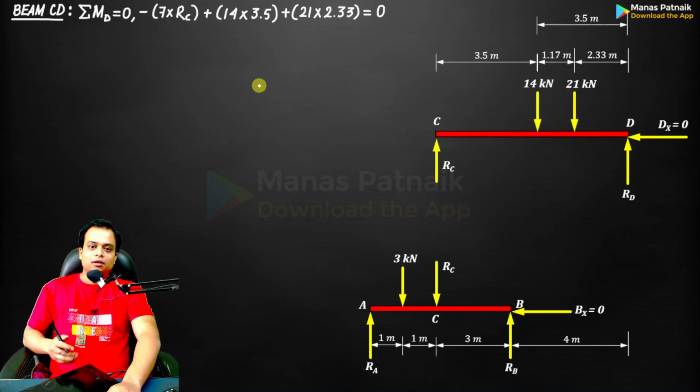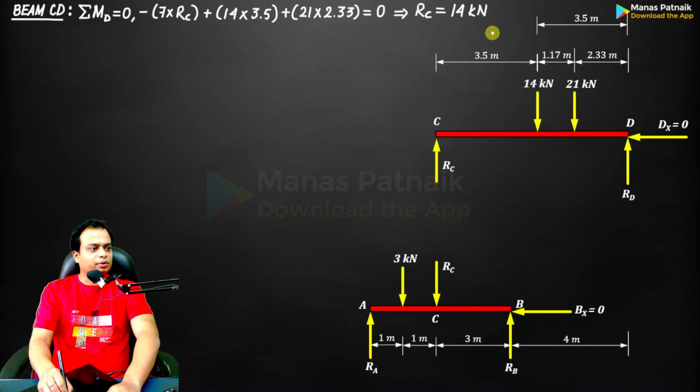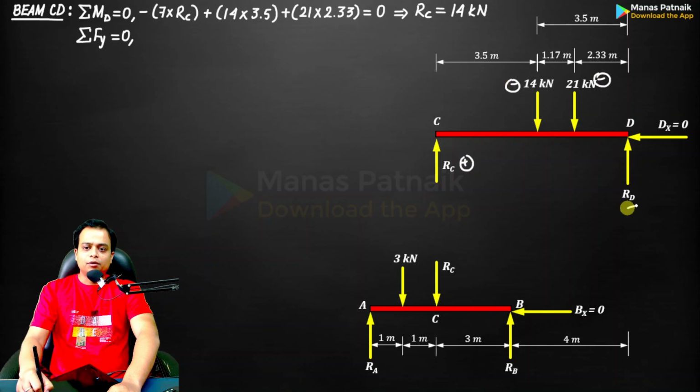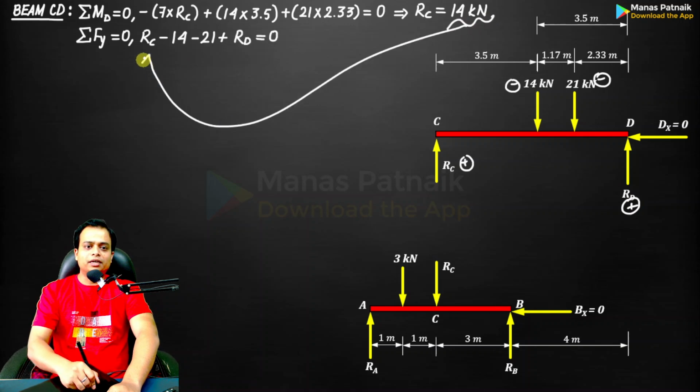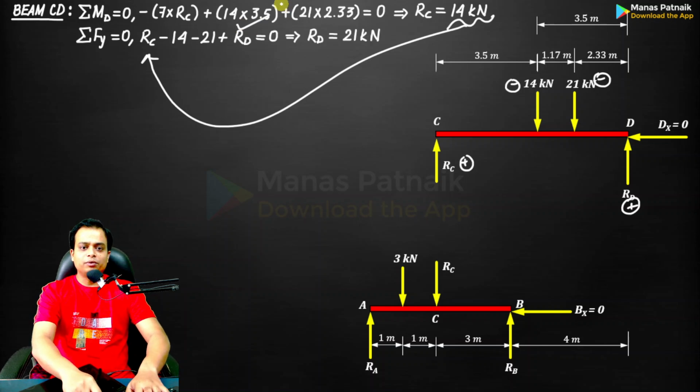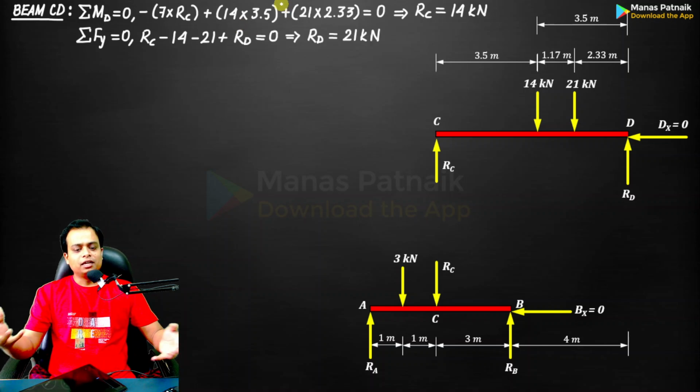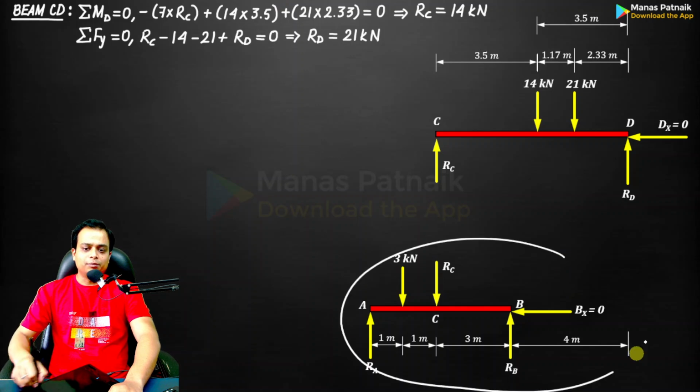Now solve for RC. This is what you get. Go for summation Fy equals 0. Positive, negative, negative, positive. Write them down with their proper signs. You've got the value of RC as 14. Put it over here. Solve for RD. This is what you get. Done, sir. Very easy. Now take a look at beam AB.